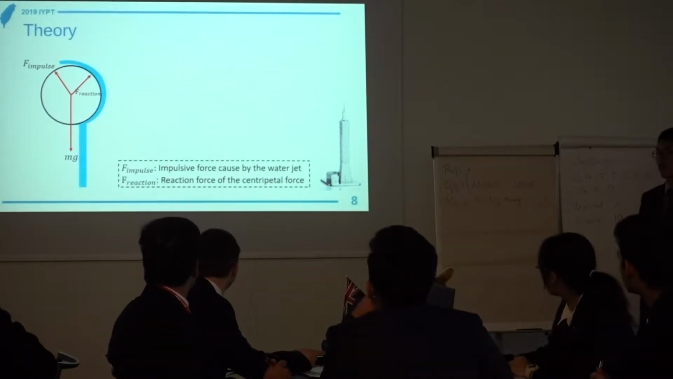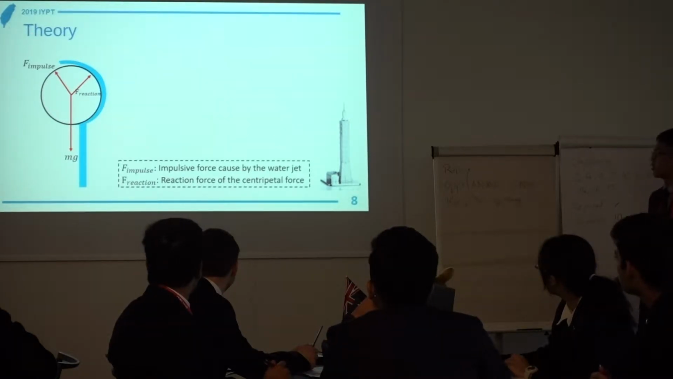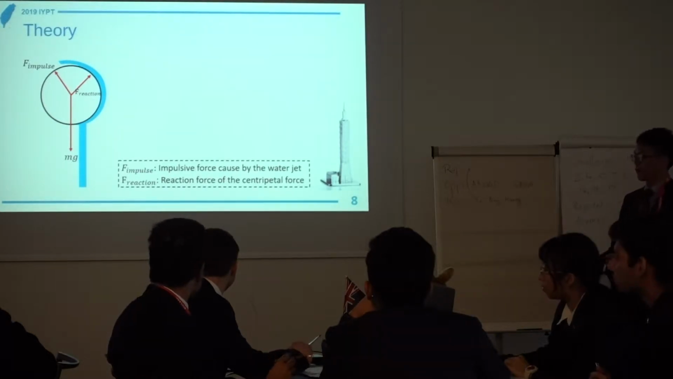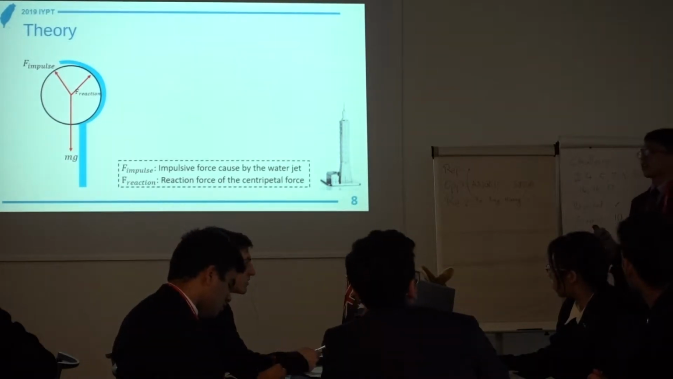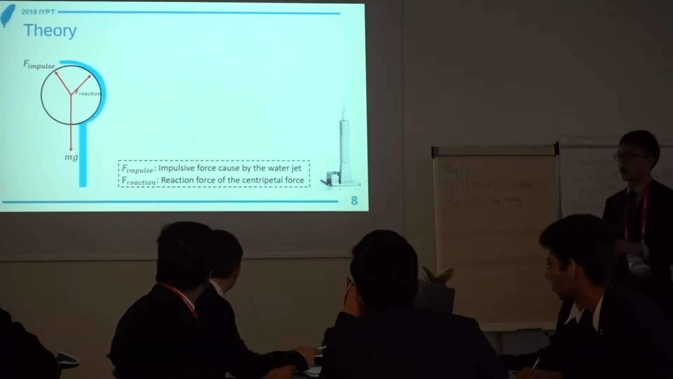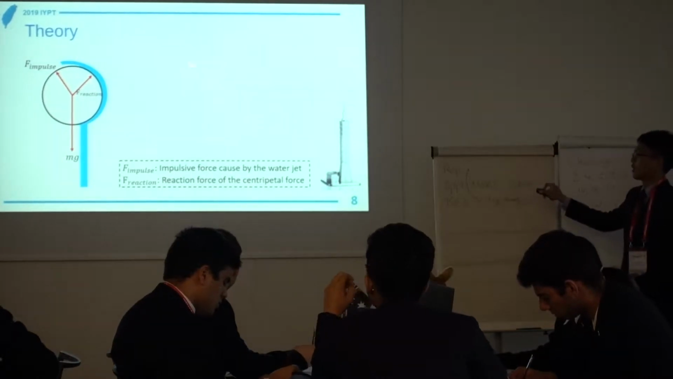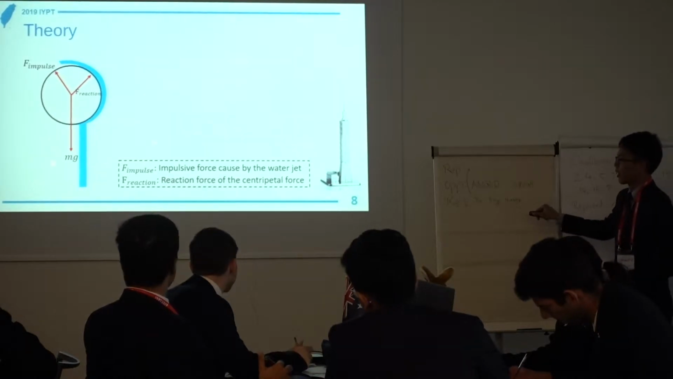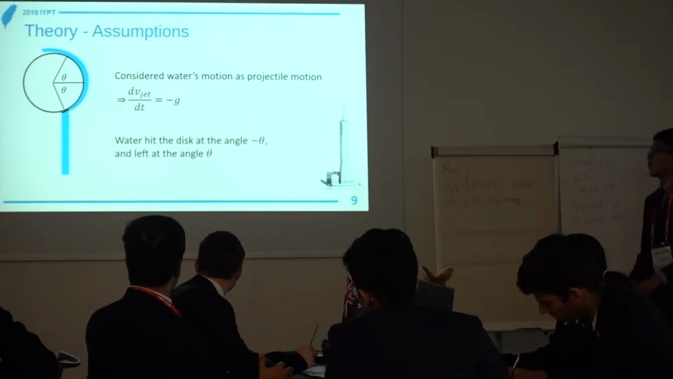So this will be the force analysis that acts on the light object. First there will be an impulsive force that acts on the water jet, an impulsive force that acts in this direction. And also there will be a reaction force of the centrifugal force. The light object will give the water a centrifugal force that causes the water to go in this direction. And also the water will give a reaction force of this centrifugal force that will act in this direction. The combination of these forces, compared to gravity, will cause the light object to be suspended.